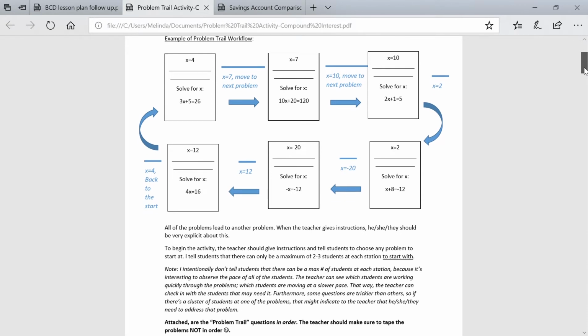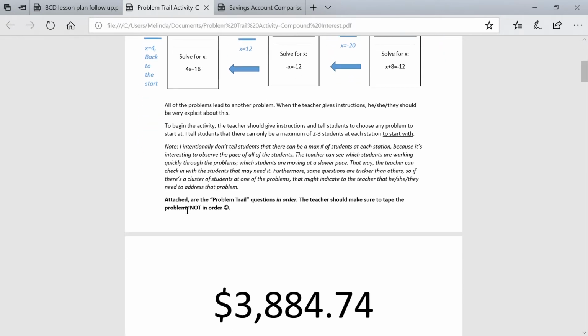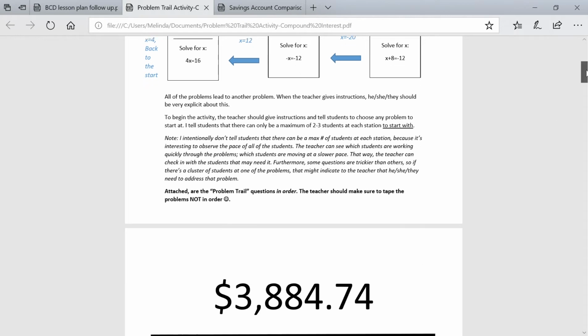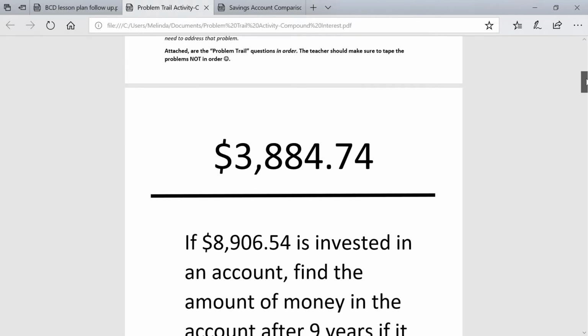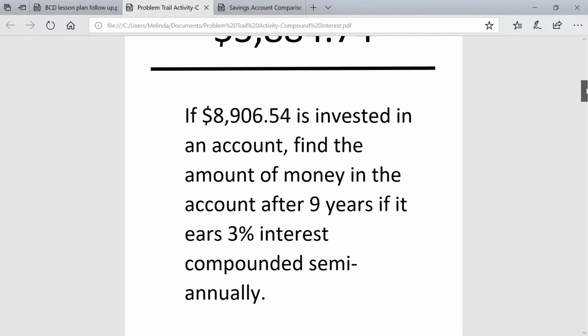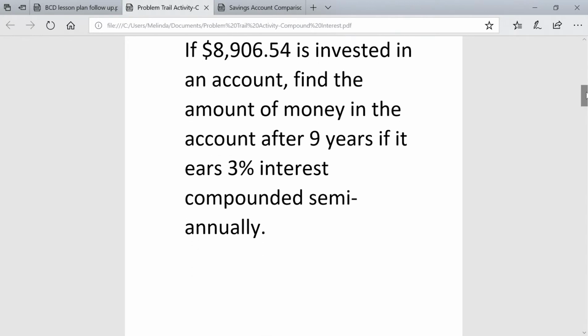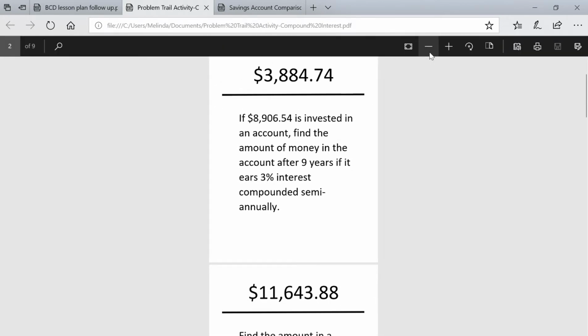You can read more about it. I typed a lot. What I want to make sure the teacher does is that the questions here that I listed, I actually listed them in order, so when the teacher prints this out, they should make sure to tape up the problems not in order. So maybe do page 2 by the door, page 3 by the window, and so forth. So here are the questions in detail. I can scroll through that, or in fact, I can zoom out so you can see.